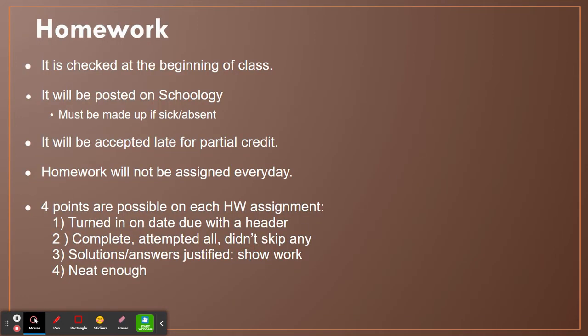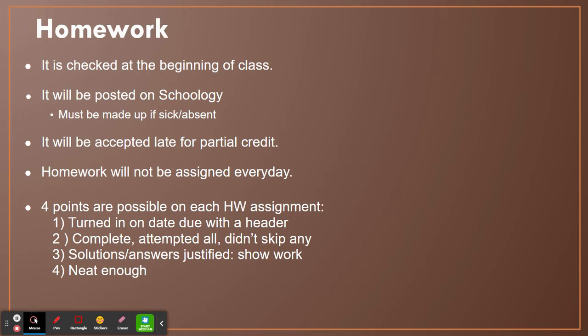Homework is checked at the beginning of class. As students are coming in and doing their entry task, I walk around and look at the homework on each person's desk. Again, I grade that based off of attempting all of the problems. Do they have their name on it? Did they complete all of the problems, without skipping any? If they weren't sure what to do, I just want them to try their best or write a sentence of why they're confused. I really don't want them to skip any. Then showing their work on problems and having it neat enough that I can follow their thinking and read it. That's how they get the 4 points on the homework. I walk around and check that while they're doing the entry task.